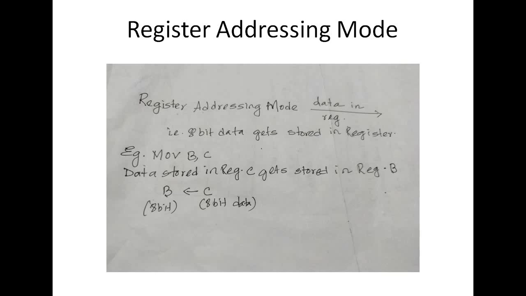Now for example, MOV B, C. I have already told who gets what in this instruction. Register B is the destination register and C is the source register. So whatever 8-bit data is there in register C will get moved into register B. The data will not get removed from register C. It is a copy-paste instruction.